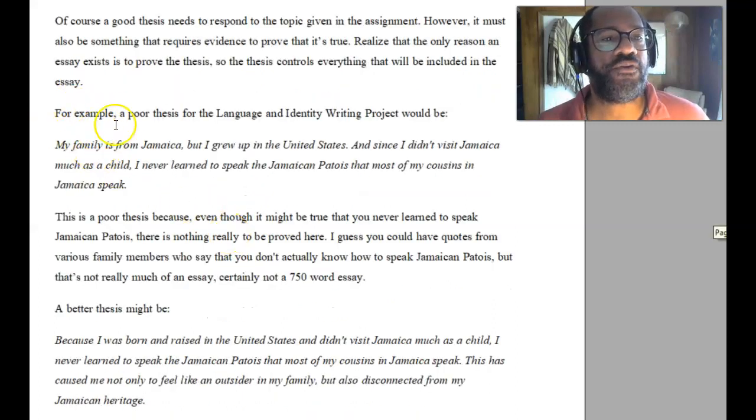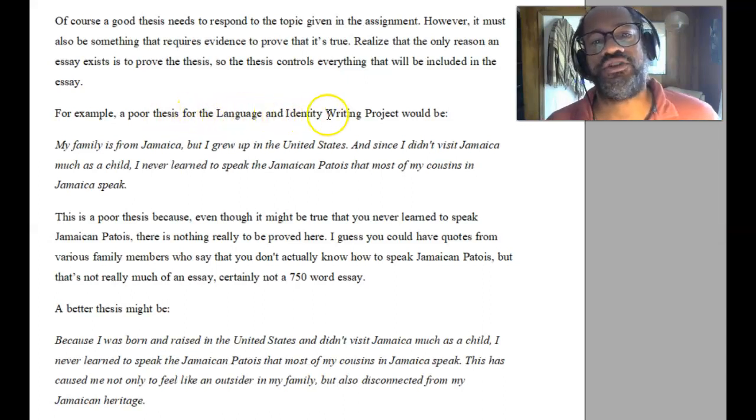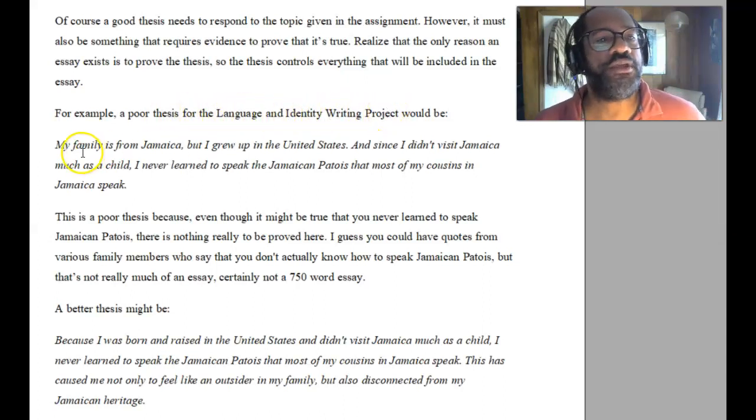So I say, for example, a poor thesis. Let's look at a bad one first. A poor thesis for the language and identity writing project would be: my family is from Jamaica, but I grew up in the United States. And since I didn't visit Jamaica much as a child, I never learned to speak the Jamaican patois that most of my cousins in Jamaica speak.